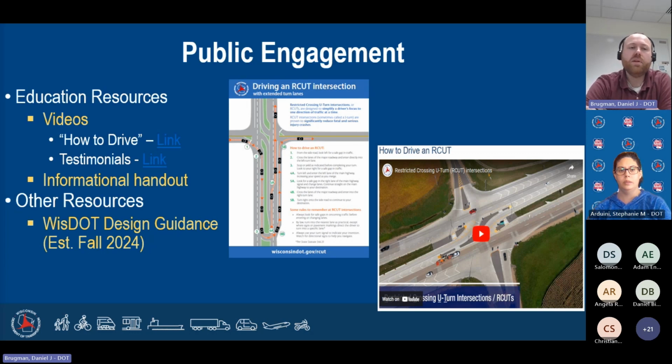Lastly, the other resources that we're still working towards: we've got some design guidance for our facilities development manual that is hoping to come out sometime this fall. We also have a couple of policies, like our lighting requirements in our traffic engineering manual. Those are also being looked at to get updated and sent out sometime this year.